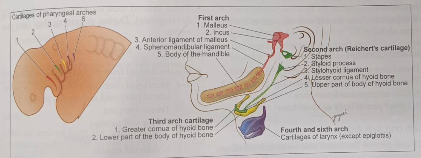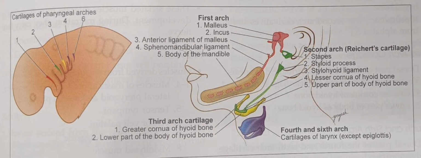The ligaments of the first arch: anterior ligament of the malleus and sphenomandibular ligament. Once again, ligaments of first arch, anterior ligament of the malleus and sphenomandibular ligament. Stylohyoid ligament is related with the second pharyngeal arch.